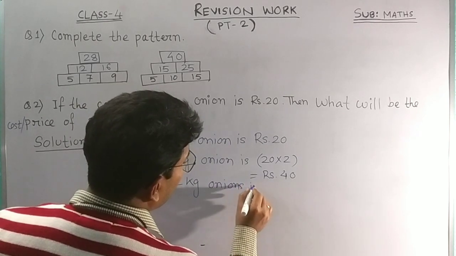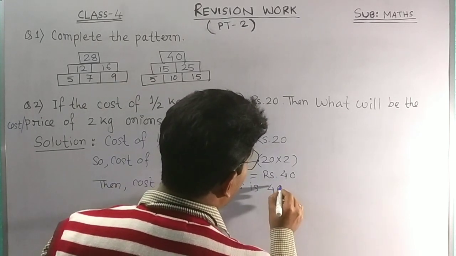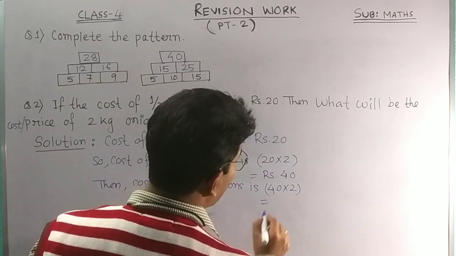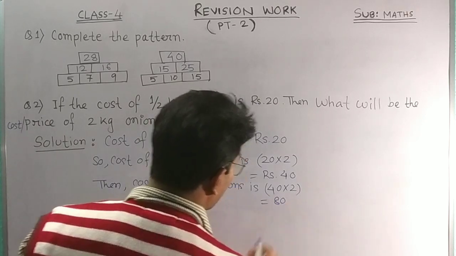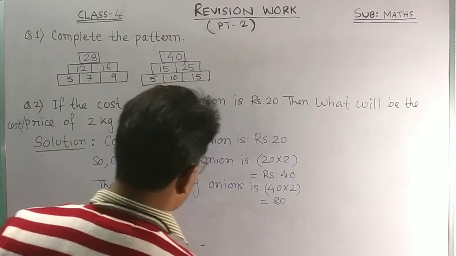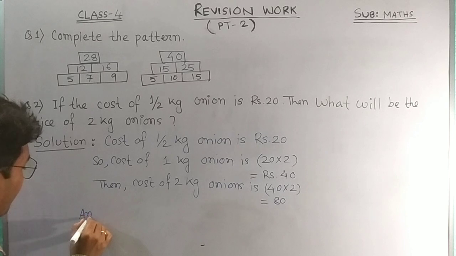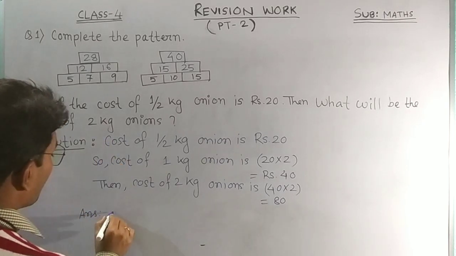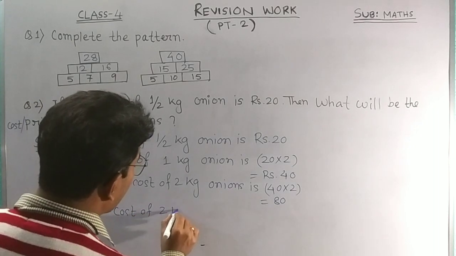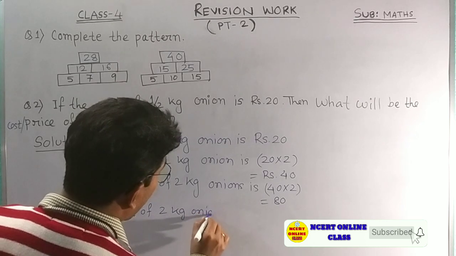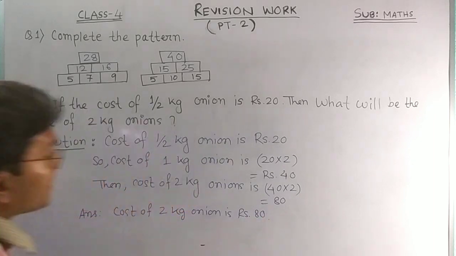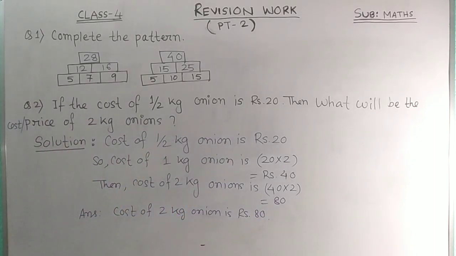Then cost of 2 kg onions is 40 multiplied 2. So it will become 80. It will become rupees 80. So we can write the answer like this: cost of 2 kg onion is rupees 80. Okay, this is very simple.